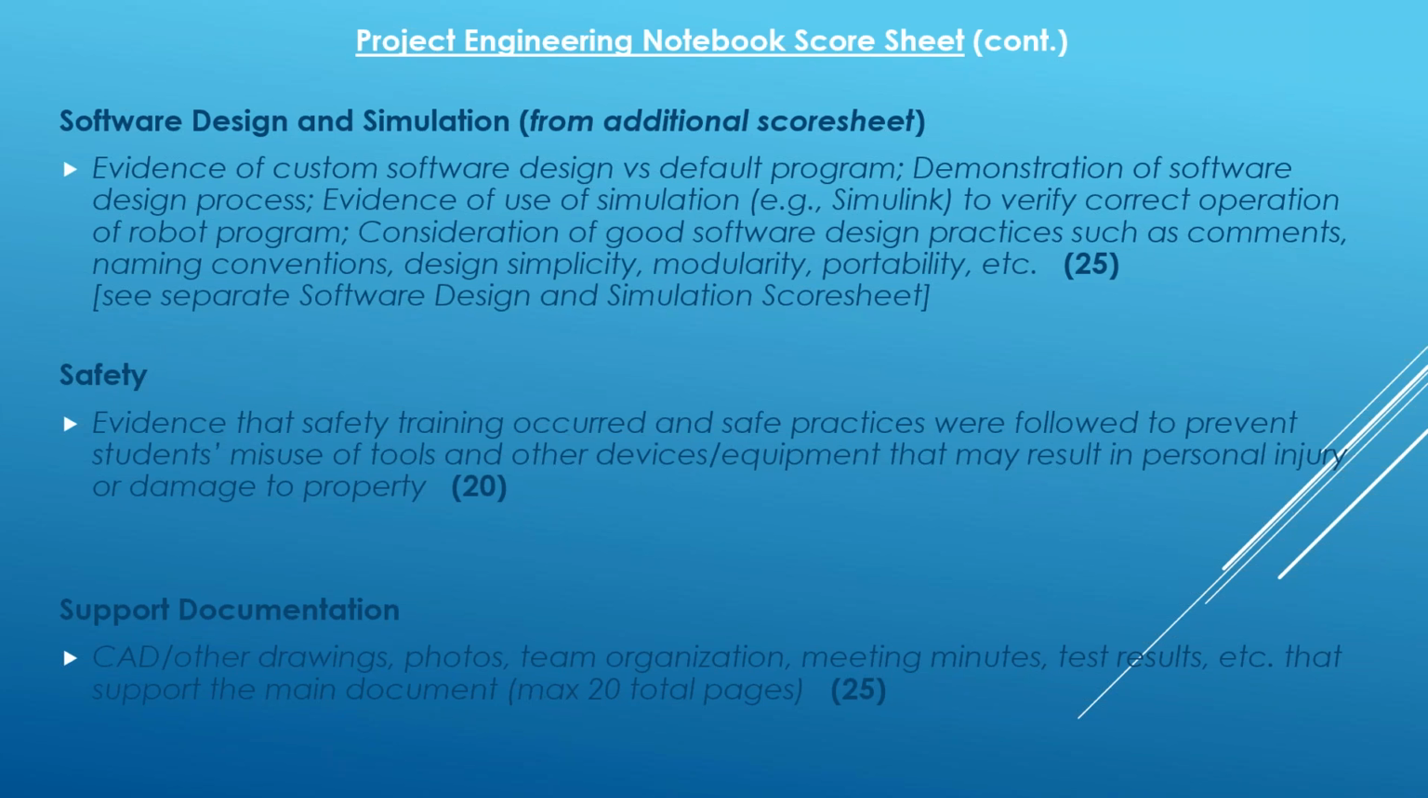Okay, then we want to see some support documents. We're going to score your support documentation. There should be drawings in your engineering notebook. They can be CAD, they can be hand drawings. We want to see photographs, your team organization. It could be an organization chart that you build in PowerPoint. It could just be a handwritten list of your team and what their functions were. We want to see your meeting minutes and test results that are supporting that engineering document.